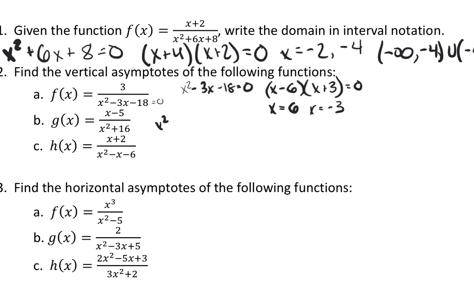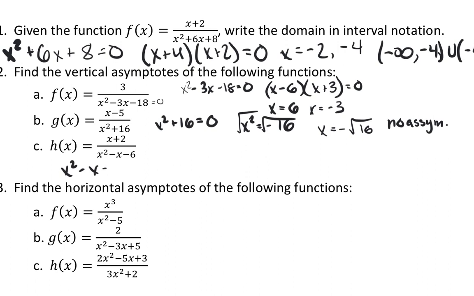Same thing for the second one. Here we have the square root of a negative number. So that means we have no asymptotes because the denominator will never be 0. So we have no asymptotes.